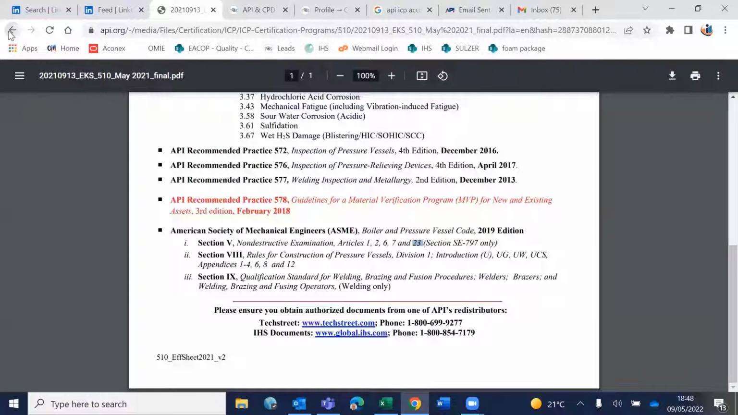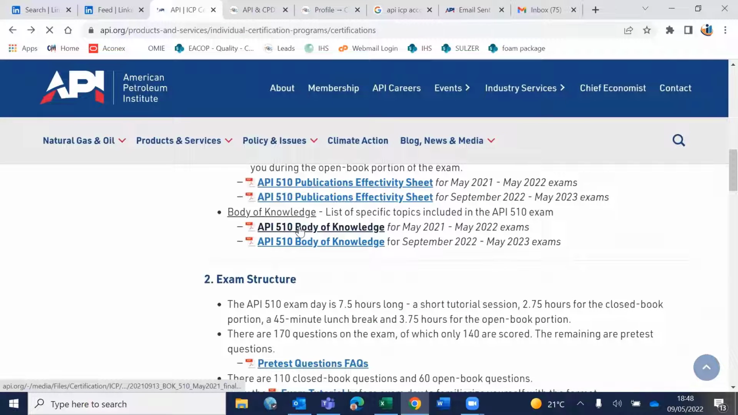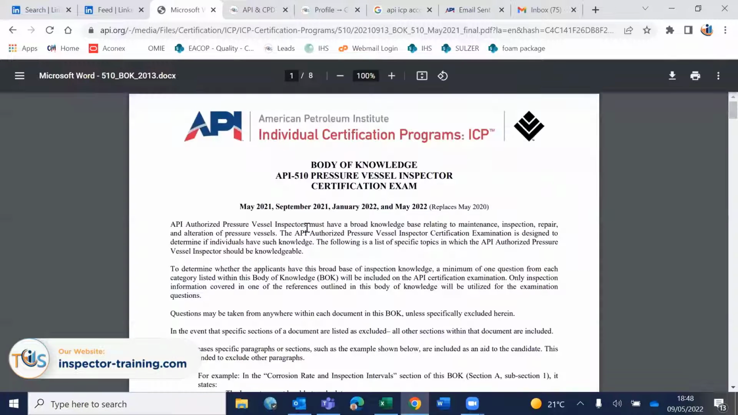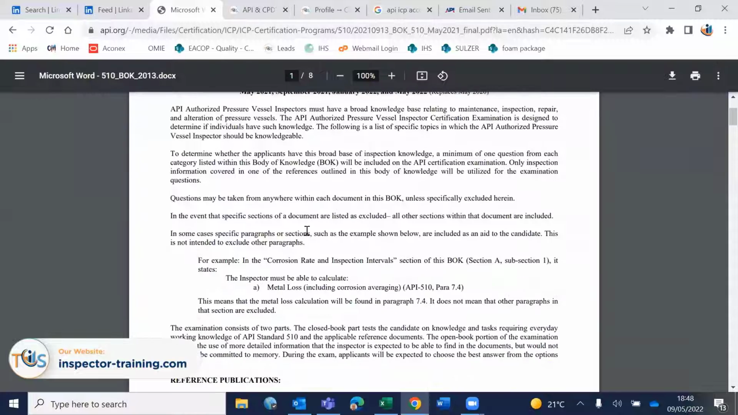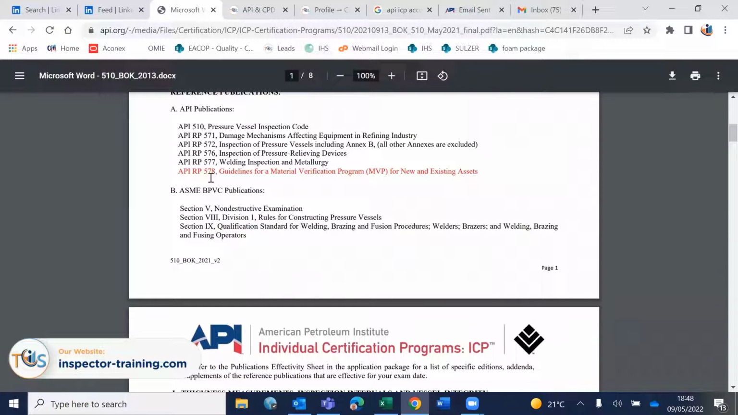Now, API also brought out this Body of Knowledge publication effectivity sheet. If you look at the publication effectivity sheet within those documents, there is no revision here. They have added 578, positive material identification. This is a new one. So anything in red means the new one, okay? Compared to the previous revision.